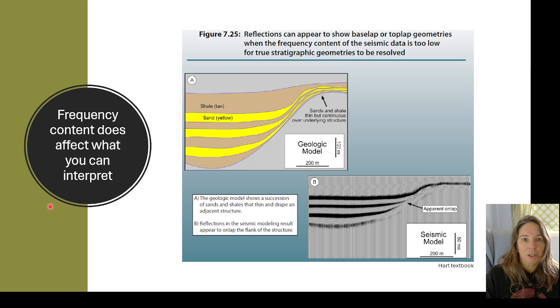All right, so I want to spend a couple of slides talking about the importance of frequency content. Again, this was one of those foundational concepts, one of the things we really want to understand in our seismic data.